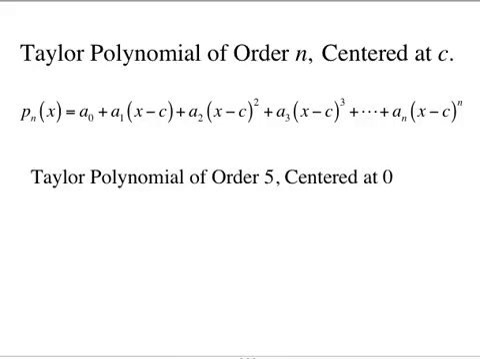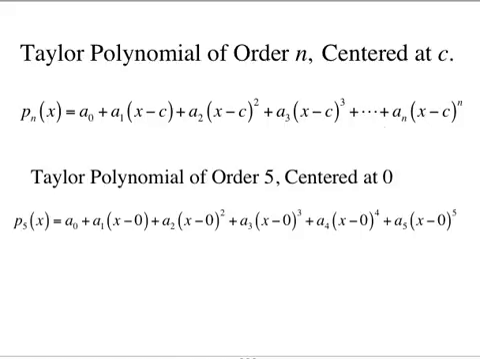Now, let's look at a special case where we have an order 5 Taylor polynomial centered at 0. That will be a sub 0 plus a sub 1 times (x minus 0) plus a sub 2 times (x minus 0) squared plus a sub 3 times (x minus 0) cubed plus a sub 4 times (x minus 0) to the 4th plus a sub 5 times (x minus 0) to the 5th, ending at 5 since it's order 5.